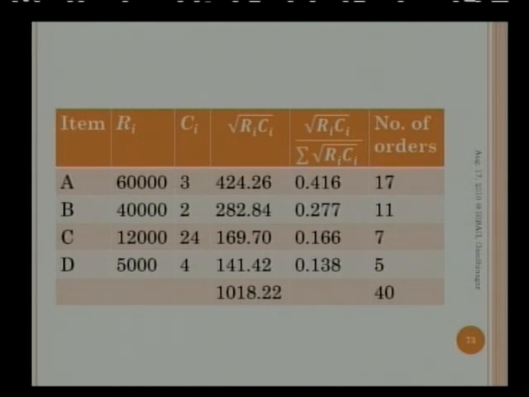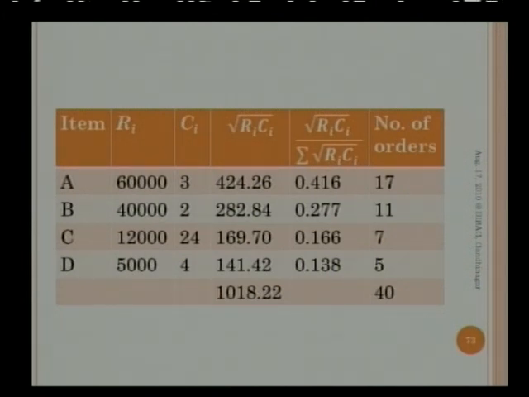And then we said that the crude method says you work out for each item the ratio of root R_i C_i upon sigma root R_i C_i. That gives you 0.416 for the first item, item A, 0.277 for item B, 0.166 for item C, and 0.138 for item D. Multiply this with the number of orders, which we said is 40 in all.